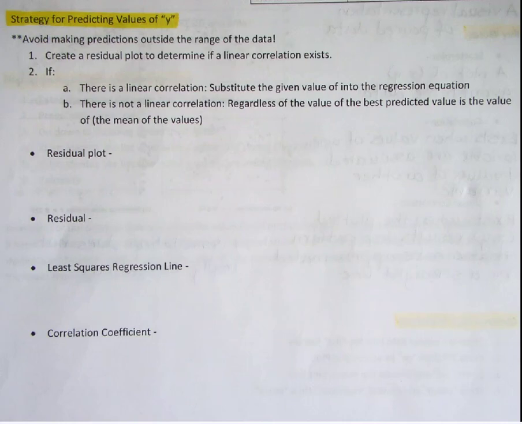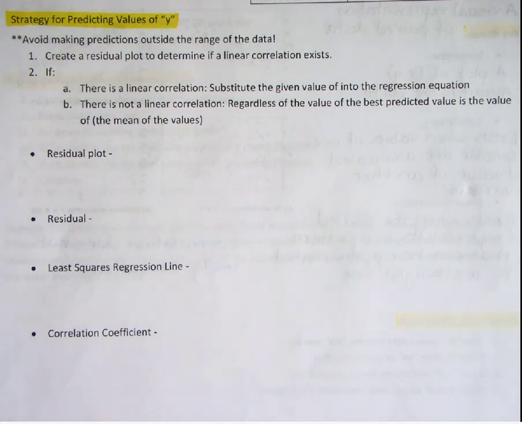Then, if a linear correlation really does exist, we can substitute the given x value into what we call a regression equation or a least squares regression line. If there is no linear correlation, then regardless of whatever that y value or x value is, we'll be able to predict what the y value is based off of the mean or the average of the values.